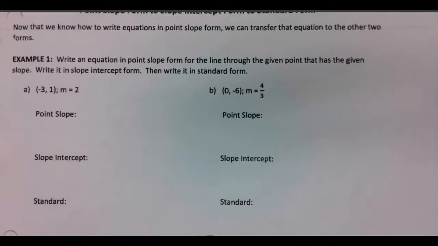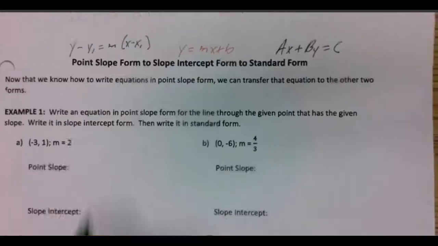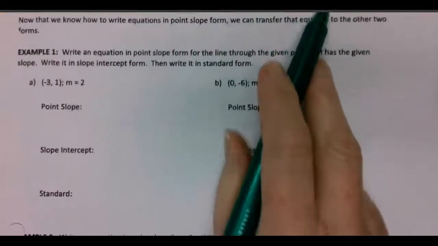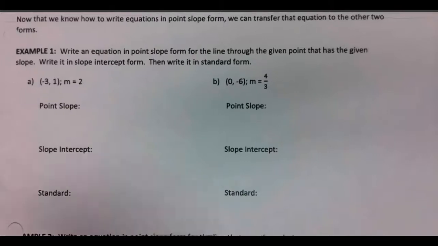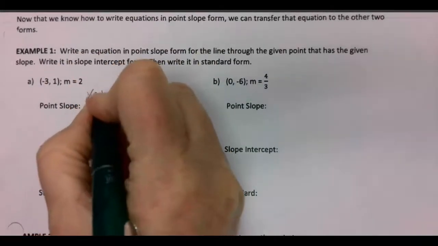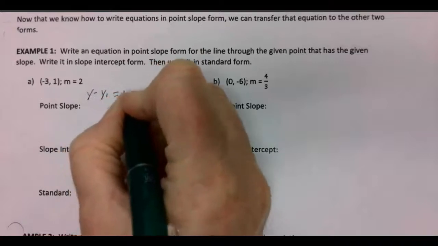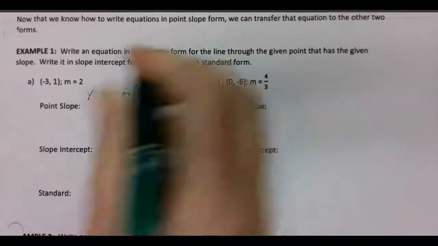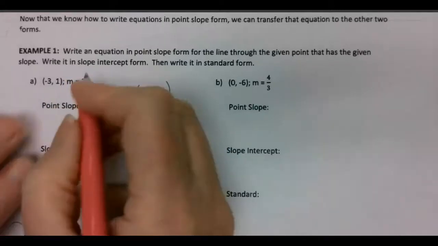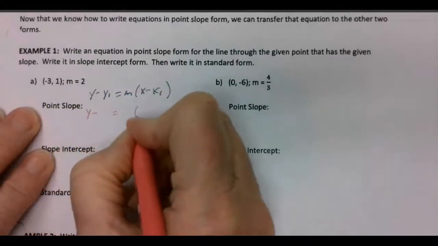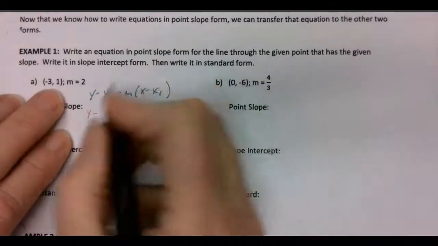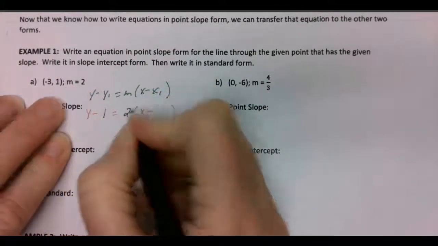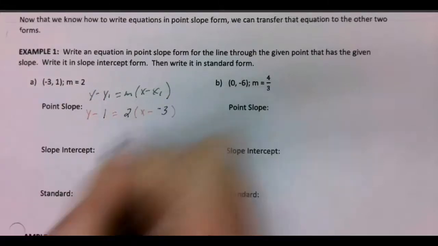So we want it in point slope form. Here's my recommendation. I know that these forms are written up here, but every time we go to do one, let's write that form, so then every time we write it, we're going to remember it better. So point slope, y minus y sub 1 is equal to slope times x minus x sub 1. Okay, so we're going to plug it in there. We know we're going to plug the information in. So my y value is 1, my slope is 2, my x value is negative 3.